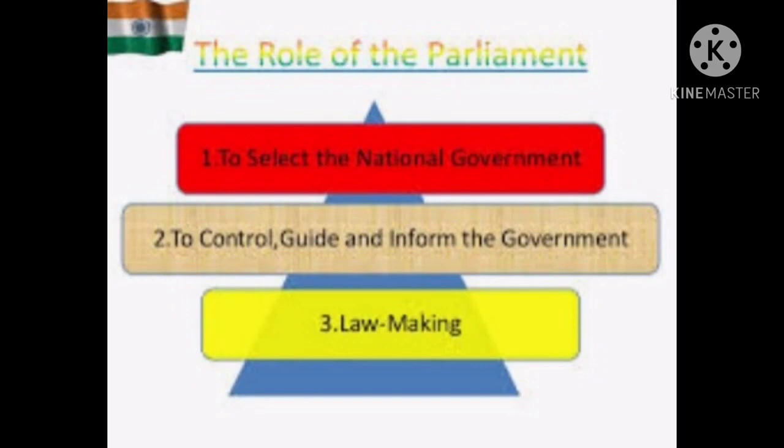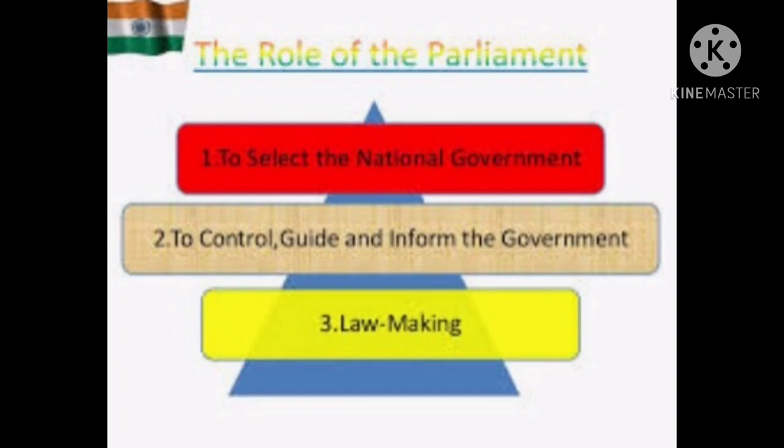So what is the meaning of coalition? When one party does not get a clear majority, a group of political parties form a coalition and elect a leader who then forms a government. This is called coalition government.